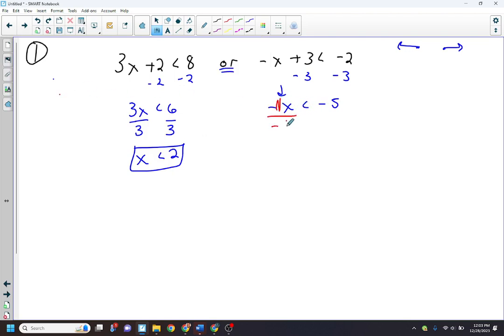We're going to put negative 1 here. So I'm dividing by negative 1 on both sides. Because I'm dividing by negative 1, that's going to flip the sign. So x is bigger than 5.